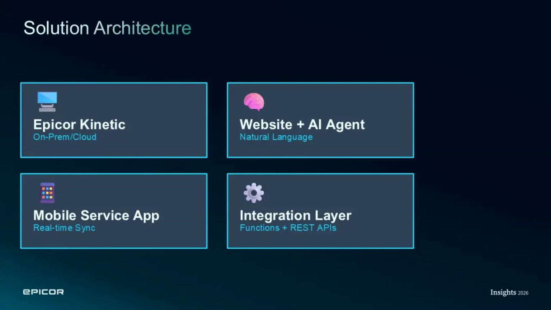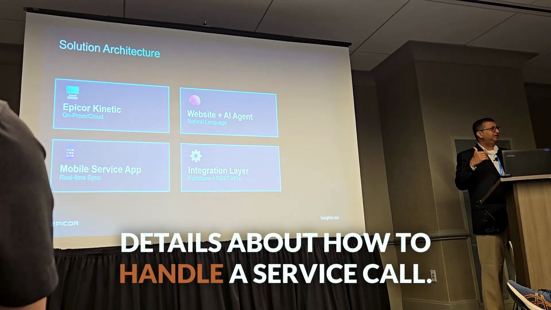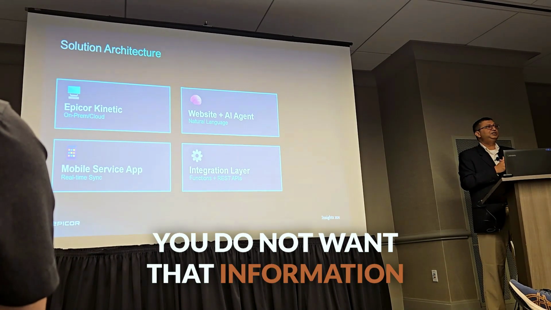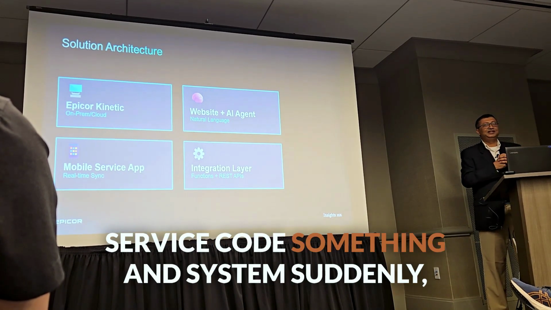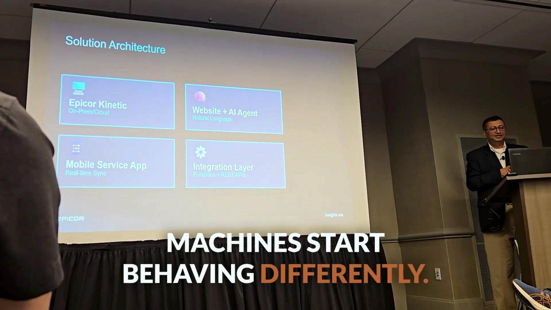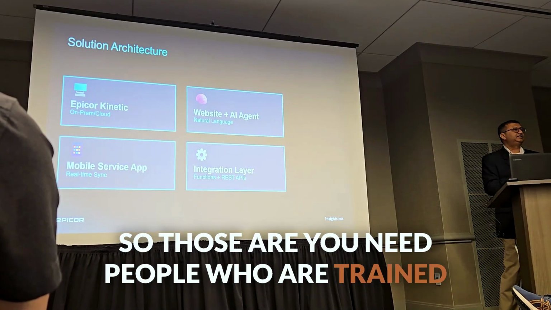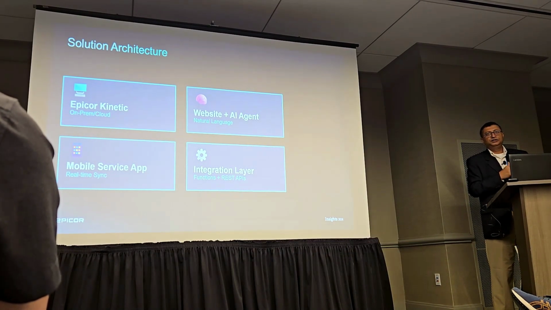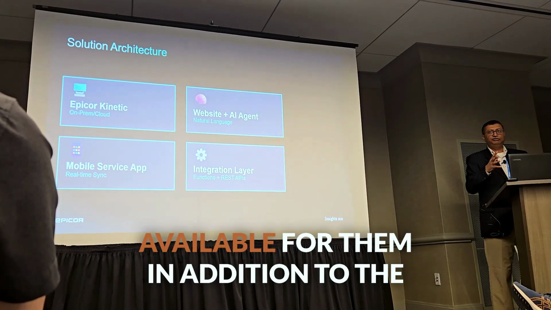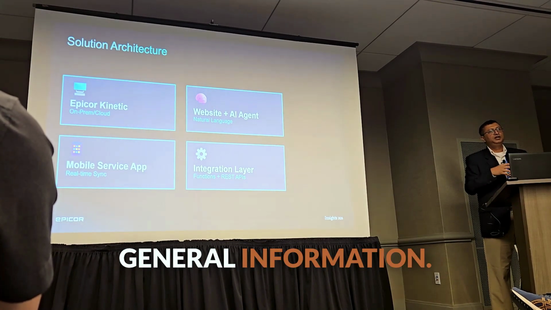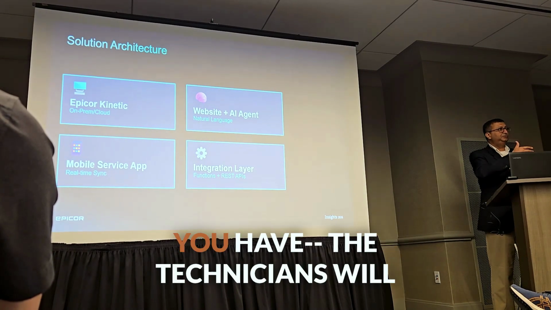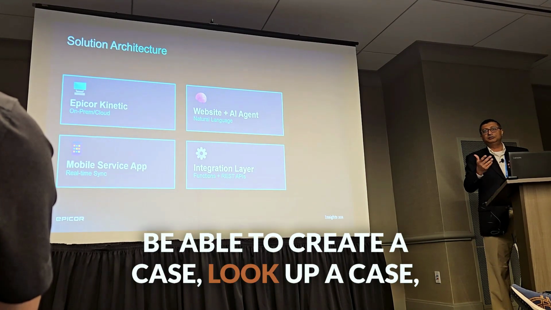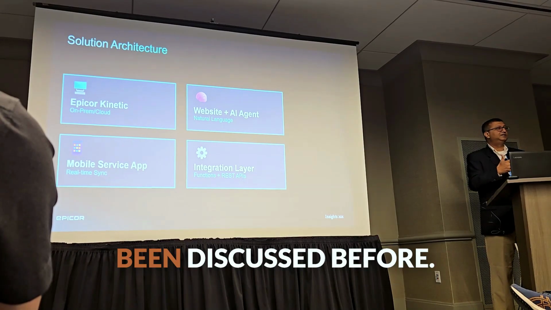And we will have access to a little bit more technical details about how to handle a service call. You do not want that information to be available to general users. You don't want general users to change the service code and have the system start acting up. So you need trained service technicians to access the engine, with a different set of data available to them in addition to general information. That's how we built this. So you can dispatch a technician, and the technician will be able to create a ticket, look up a case, and then follow through on what has been discussed before.